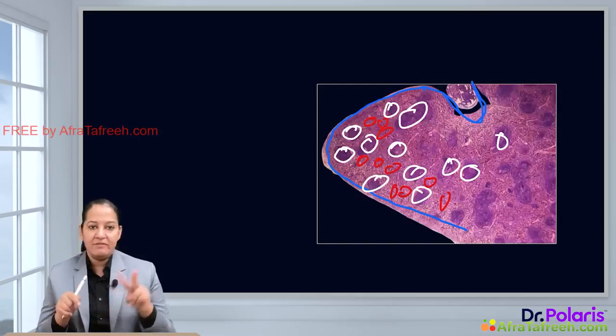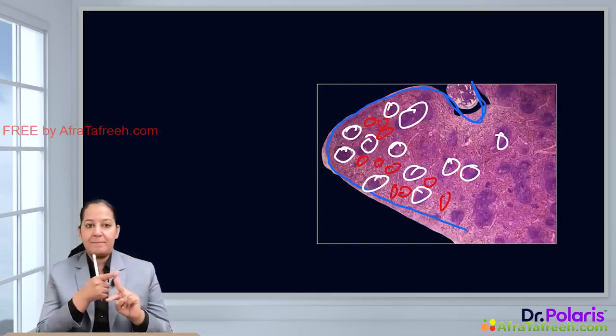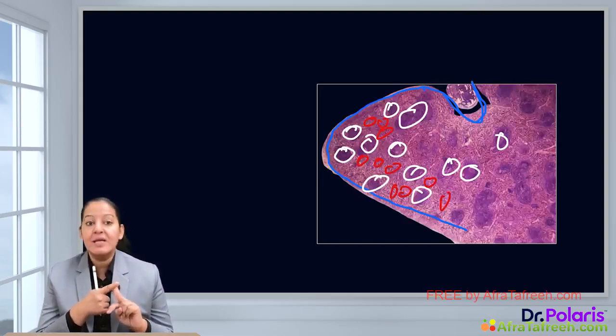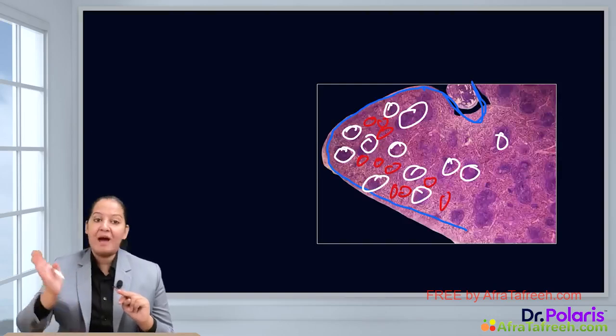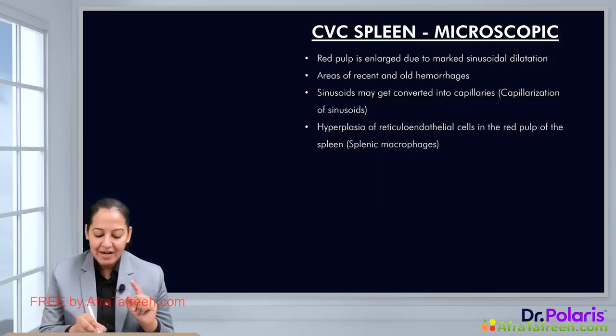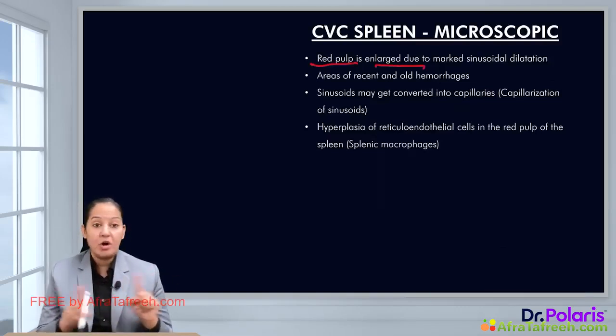In the spleen. In the spleen, we have two pulps, white pulp and red pulp. White pulp is the lymphocytes and red pulp is the capillaries, that is, sinusoids. Because of right heart failure, because of the backflow of the blood, the red pulp will enlarge. So in CVC spleen, the red pulp will enlarge, not the white pulp.